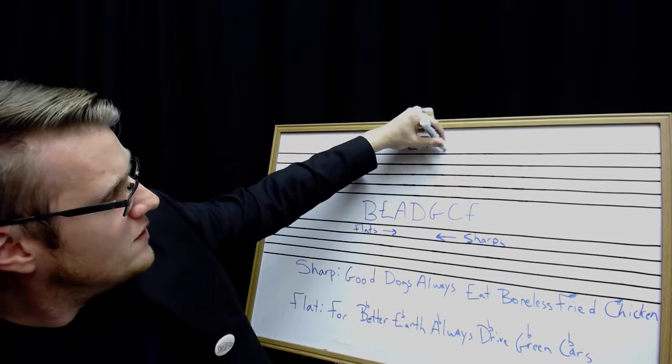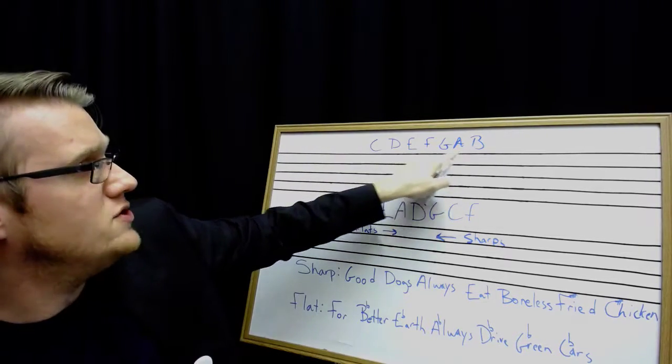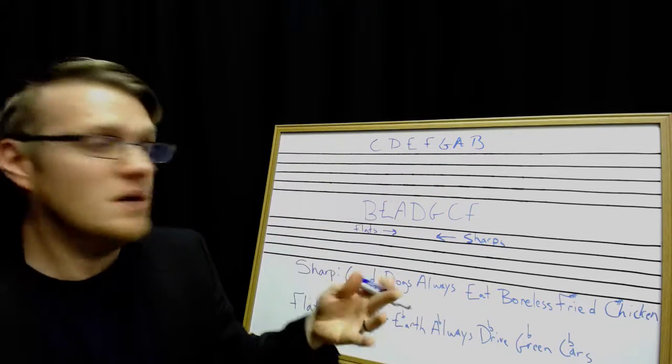The diatonic order is the same as the alphabetic order, except after G it repeats back to A. There is no H note. So this is actually the key of C. It has no sharps or flats.